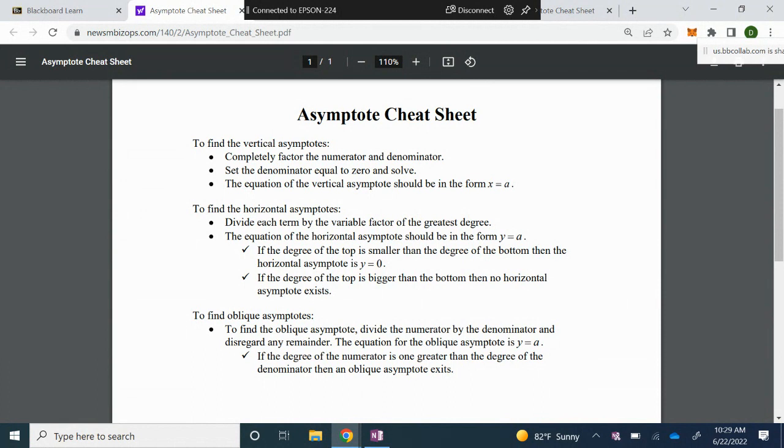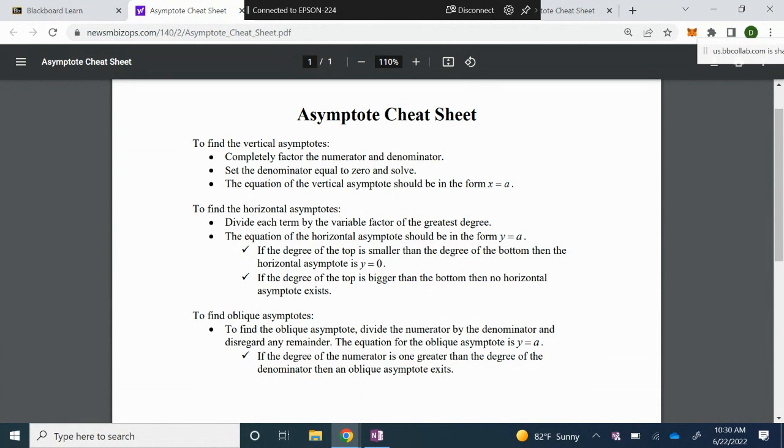Now, when you're finding the horizontal asymptote, unlike the vertical asymptote, notice that in the set of instructions we have checkpoints and then we also have bullet points. The checkpoints are there just to see if a horizontal asymptote exists. And if the horizontal asymptote exists, we would use the bullet points to actually find it. Right? So let's look at the checkpoints.